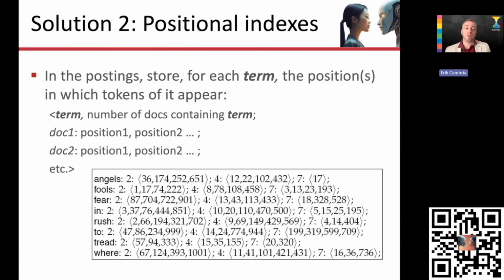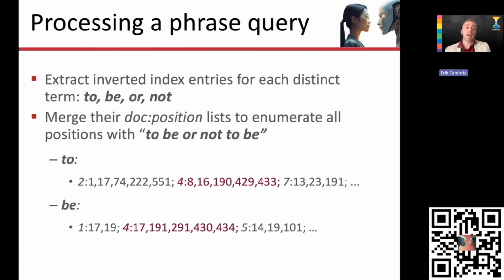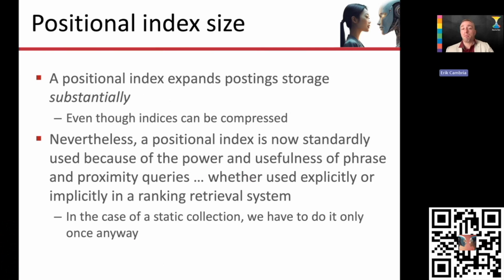For example, when we do transformers, and also when I have special queries like this, to be or not to be, the only way to find documents that contain this exact sequence is to use a positional index. So is a positional index better than biwords? Yes and no. You can use a mix of both.